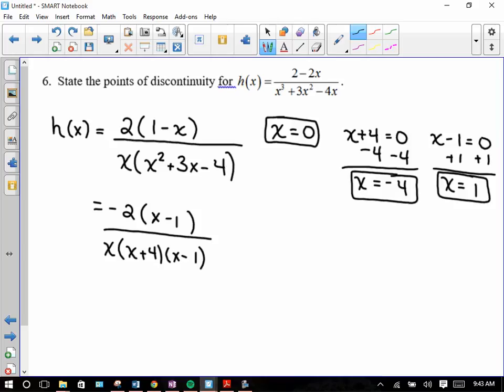What type of discontinuities are these two points going to be, x equals 0 and x equals negative 4? They make the denominator equal 0, but nothing else. Not a hole. Holes make the numerator and denominator both equal 0. So what was the last one? Vertical asymptote. So these two are vertical asymptotes.